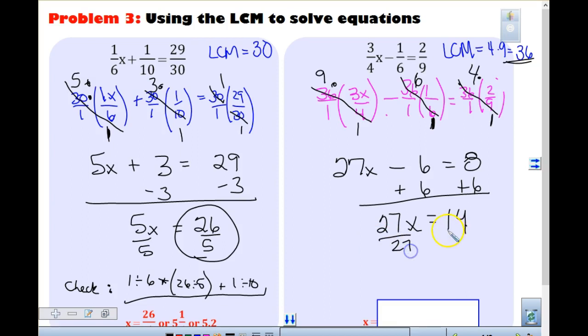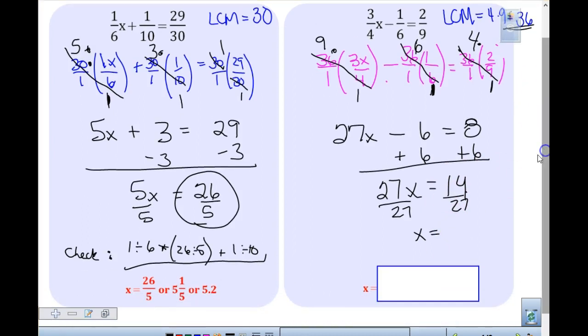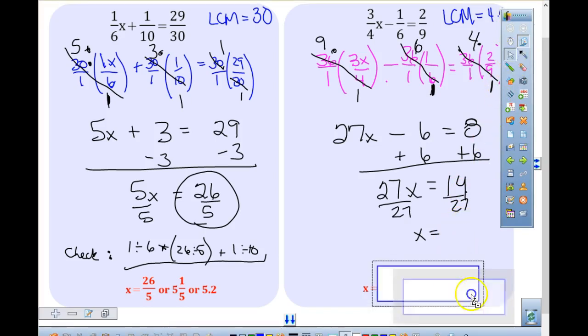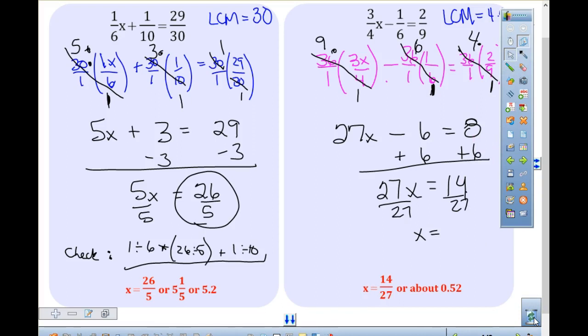All right. So now, Joe, what are we going to do? Divide by 27. And, Mr. Berg, can we simplify? Is there a number that goes into 14 and 27? Think of anything? Because you almost think 7 because it's 14, but it doesn't, right? So if we are looking at our answer, are we done? 14 over 27. X equals 14 over 27.